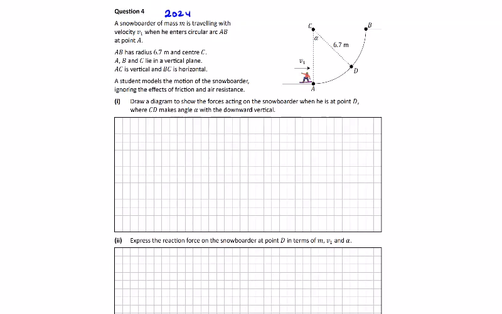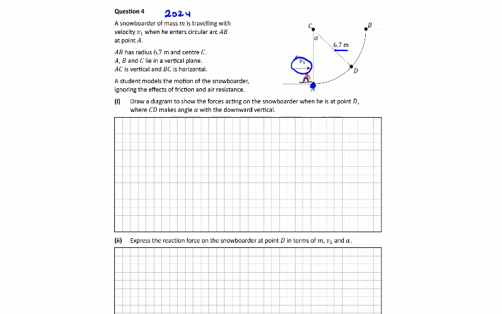2024, we have a snowboarder of mass m traveling with velocity v1, entering a circular arc at A here. We can see v1. The radius is 6.7. A, B, and C are in a vertical plane. AC is vertical, BC is horizontal. And the student models the motion of the snowboarder, ignoring friction and air resistance.